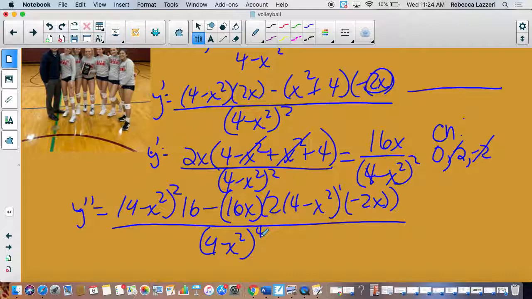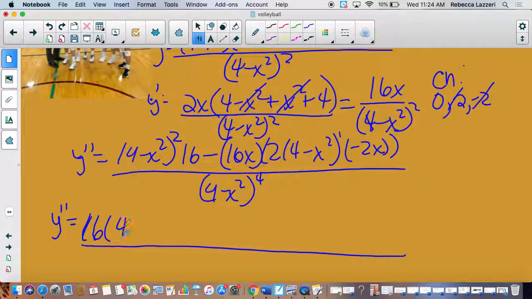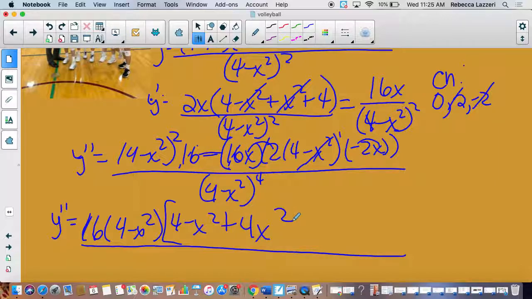What do they have in common? 4 minus x. How about 16 and a 4 minus x squared? Okay, I took out the 16 and it leaves me a 4 minus x squared here. Negatives are going to be our biggest issue. I took out a 16 and a 4 minus x squared. So that leaves me a 2x and a negative 2x behind a negative sign. Over 4 minus x squared to the 4th with a big long line after it.